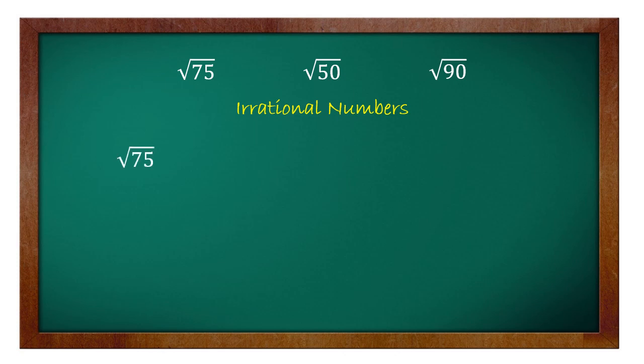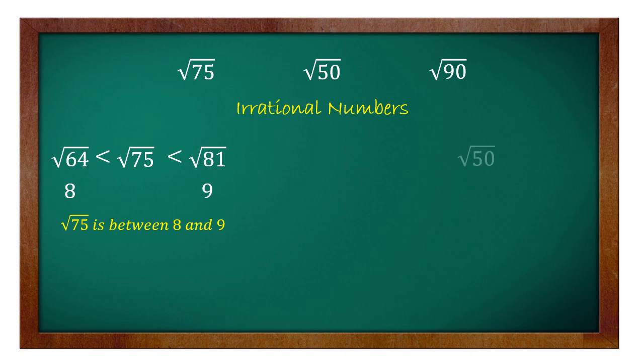First, sa square root of 75, mag-iisip ka ng perfect square na mas mataas kay 75 at mas mababa kay 75, yung pinakamalapit kay 75. Okay? So, yung pinakamababa na perfect square na malapit kay 75 ay 64, and the square root of 64 is 8. Yung pinakamalapit na mataas kay 75 na perfect square ay 81, and the square root of 81 is 9. So, we could say that the square root of 75 is between 8 and 9.